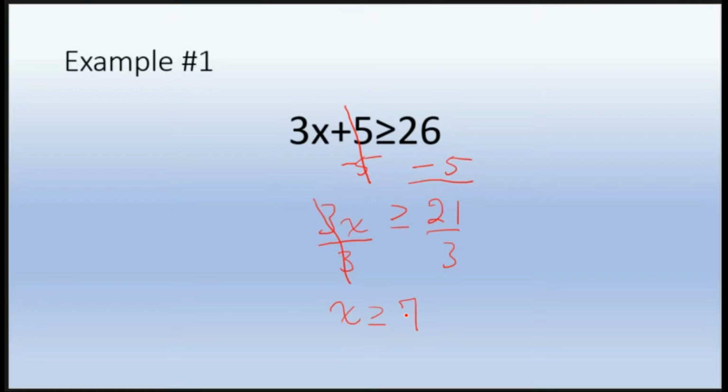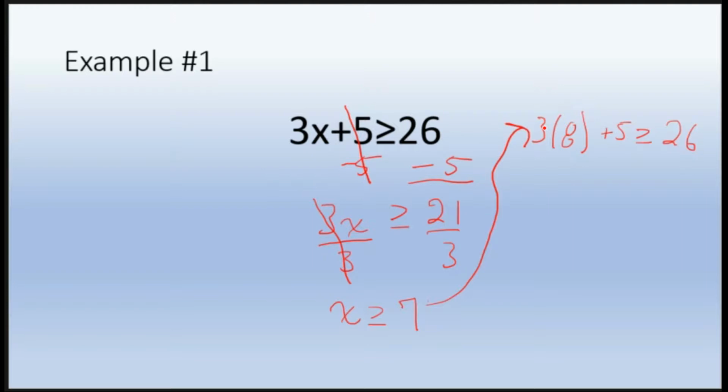To check this, I just have to put in a number that is either 7 or greater than 7. That's what this sign here says. So I'm going to go ahead and put in 8 for x and see what I come up with. I'm going to put in 3 times 8 plus 5 is greater than or equal to 26. And whatever comes out of here, as long as it's greater than or equal to 26, we know that the statement is true. So let's use our order of operations here.